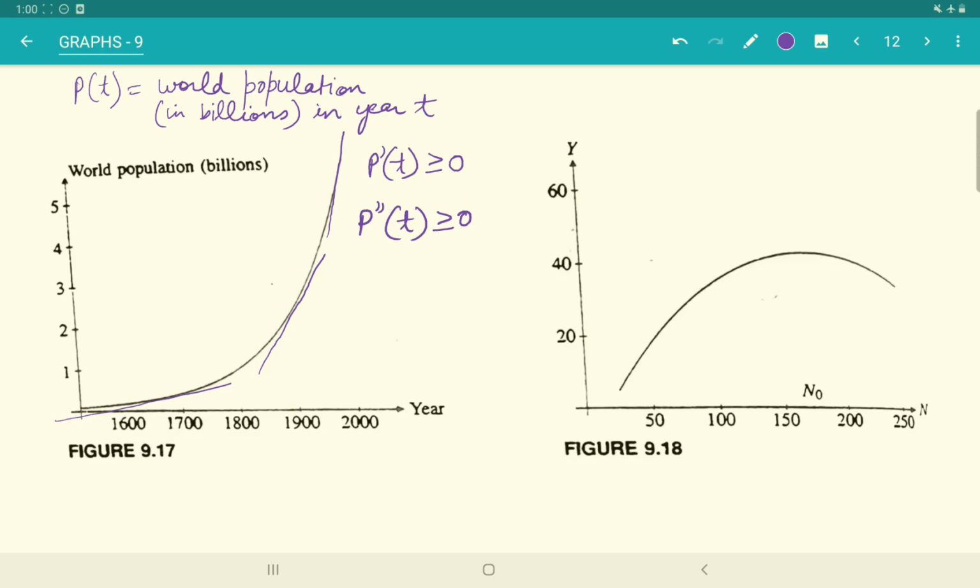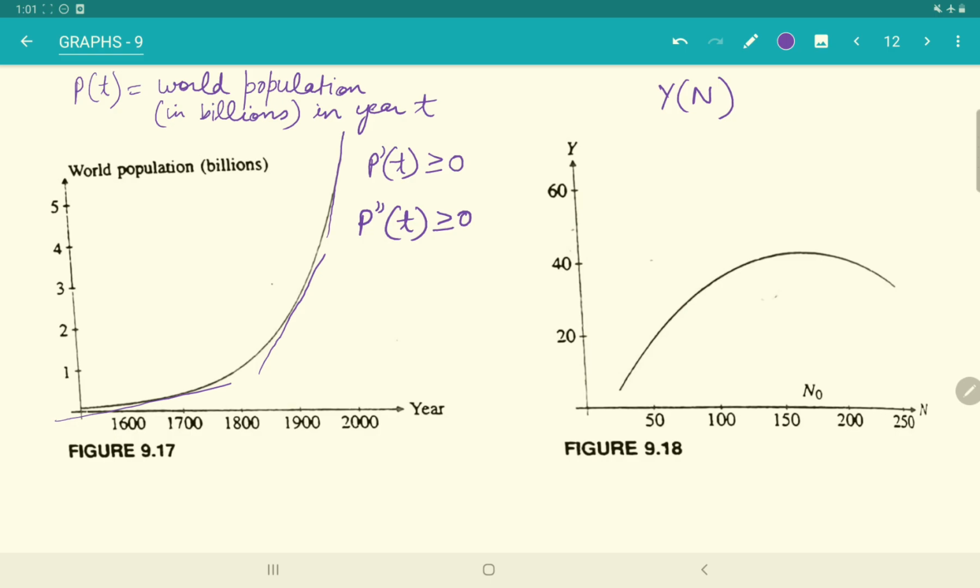Also, we can see here that as we go on in time, the rate of increase of the population itself is increasing. That just means we can think of it this way: each year the increase in population becomes larger in figure 9.17. If we take a look at figure 9.18, let us say this figure shows the graph of function y of n. And what is this?